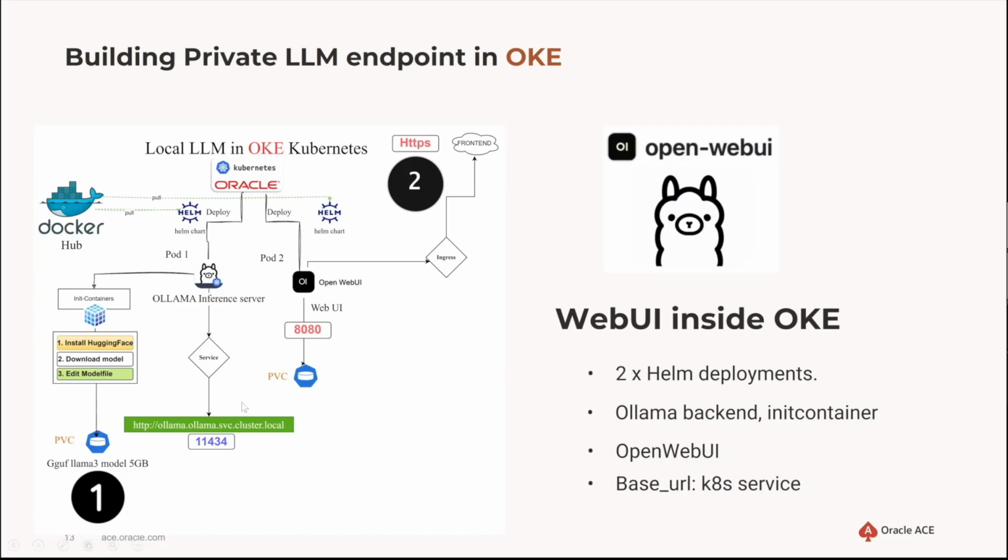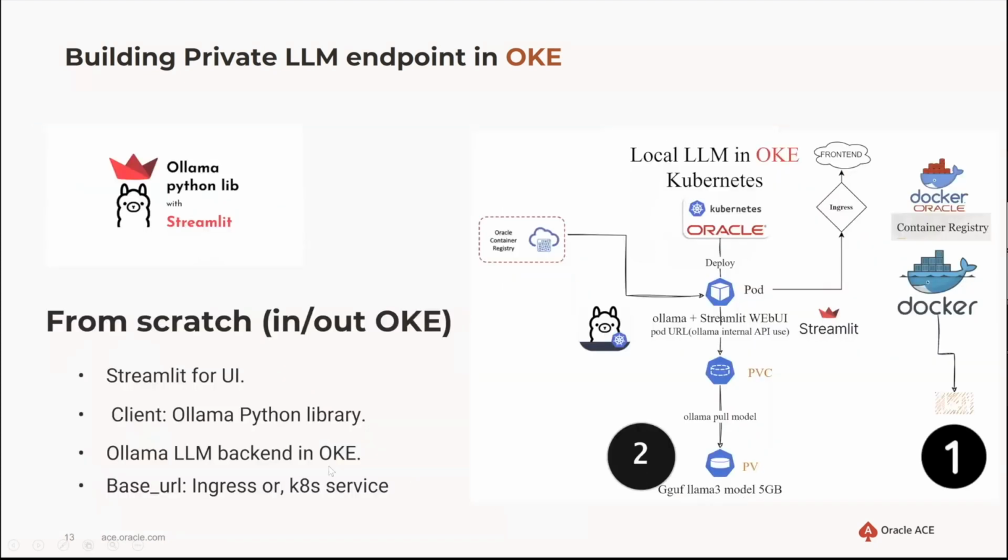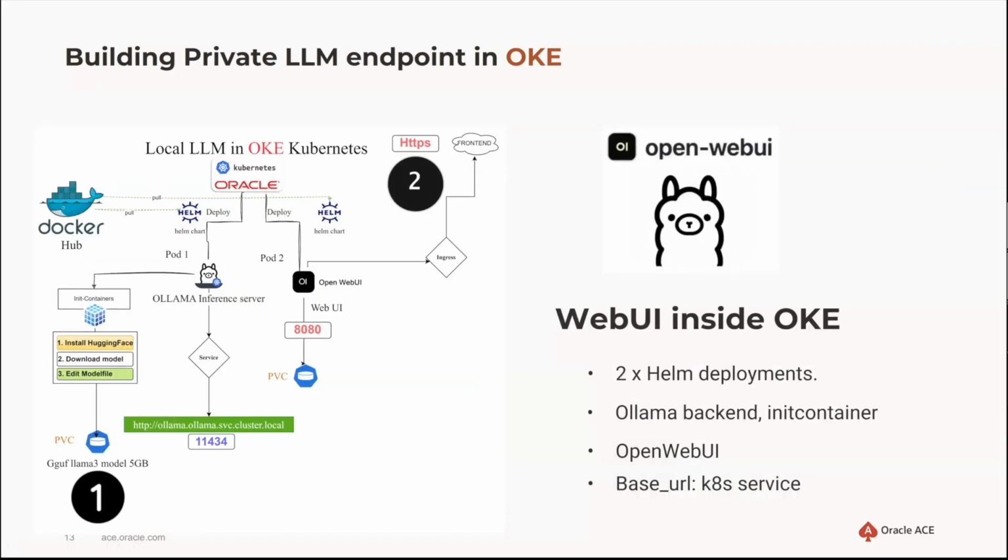And then Open WebUI would just use the service name in order to interact with it as an API endpoint. So the base URL here is the Kubernetes service. It could be ingress as well. As you can see here, if your application was outside your Kubernetes cluster, you would have to use ingress as the base URL. These are the two examples that we have.